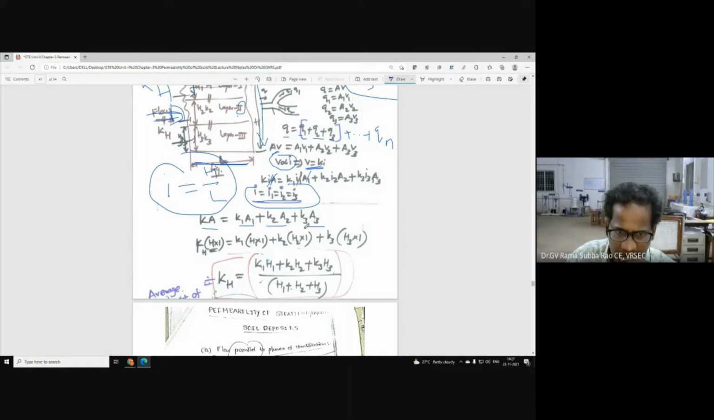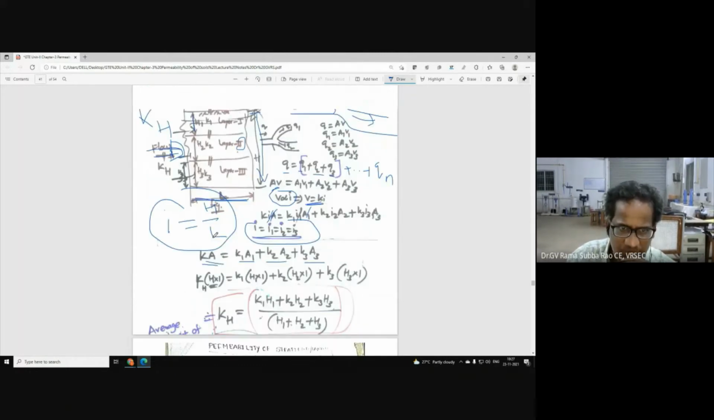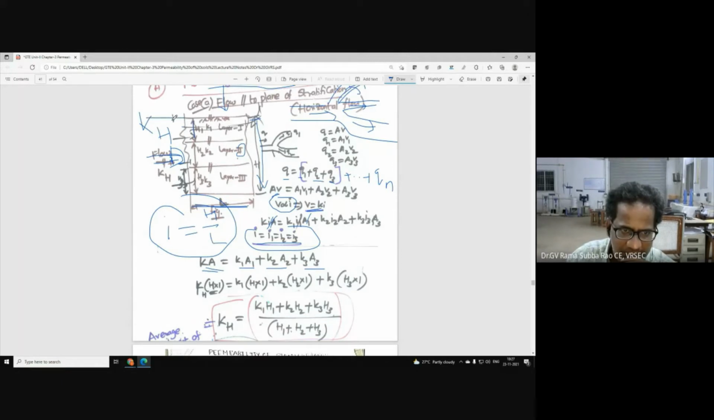Now it is very interesting to know what the area is. Here you see the flow is in the horizontal direction. The first case is flow parallel to the planes of stratification. These are the planes of stratification, and your flow is parallel to them. Now one can easily understand what is flowing in the horizontal direction.